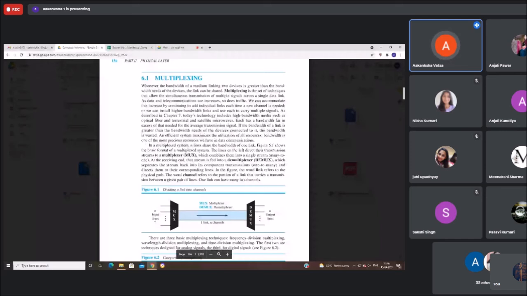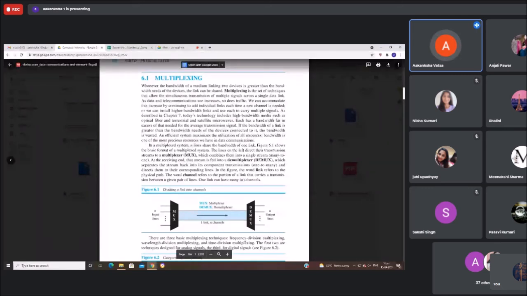The demultiplexer device will further divide the received signal into the individual signal components which were sent by the multiplexer, and give them to the N output lines. So there will be 2 devices involved in multiplexing. One is the multiplexer on the sending side, which receives N inputs and forms a composite output, one single output sent through this link. The other is the demultiplexer, which receives a single input and converts it into N output lines. These are the 2 basic devices used in multiplexing.